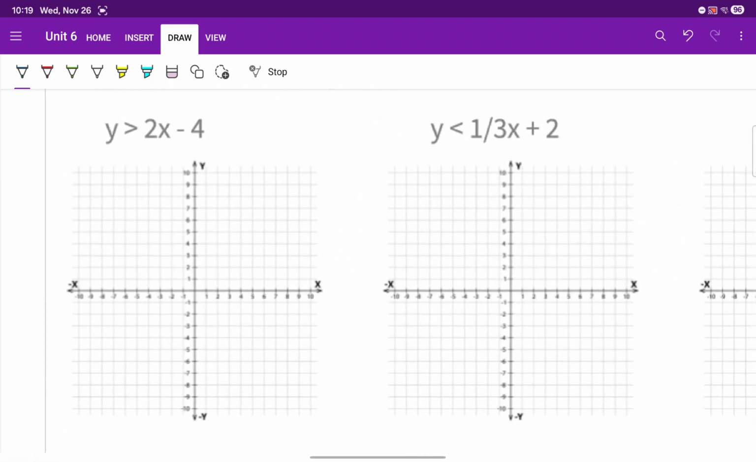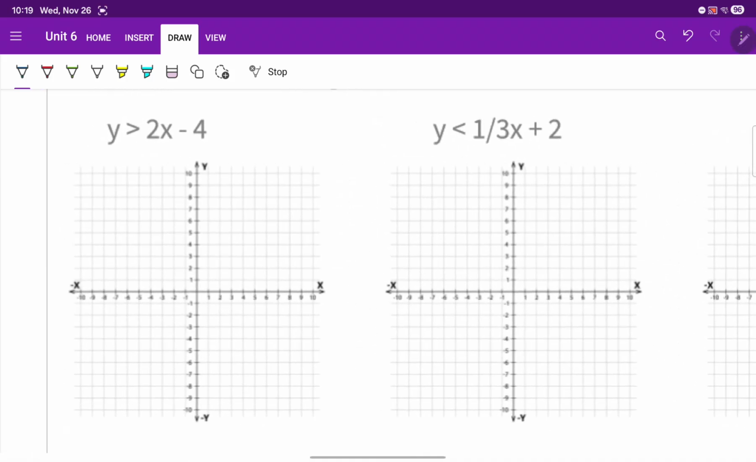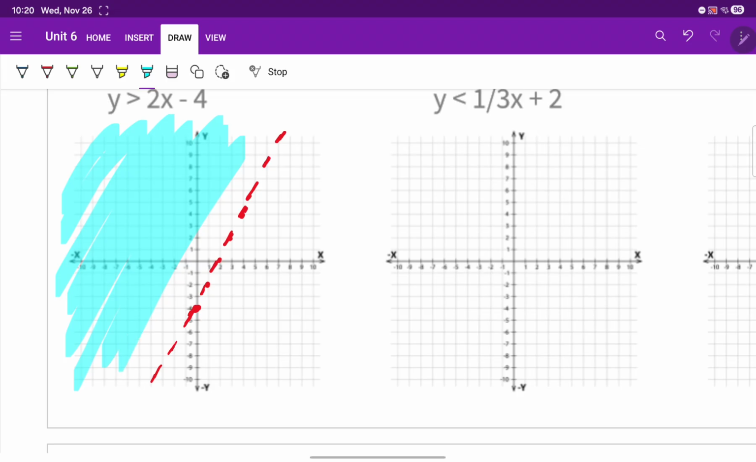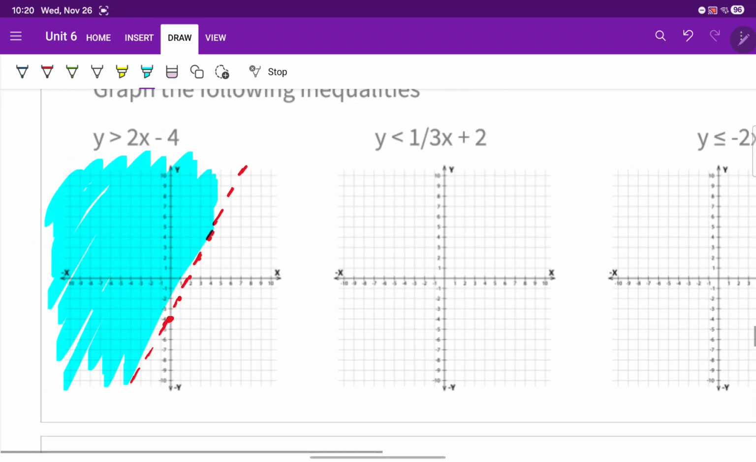Okay. I'm assuming maybe we tried these out. I'm going to do these ones very quickly, with a little bit less detail here. So this one I'm starting at -4. I'm going up 2 over 1, up 2 over 1, up 2 over 1, up 2 over 1. This is not equal to, so this is going to be a dotted line. And this one is greater than, so in this one I'm shading above the line. The more you practice this, the faster you will get at this. So practice here does help.